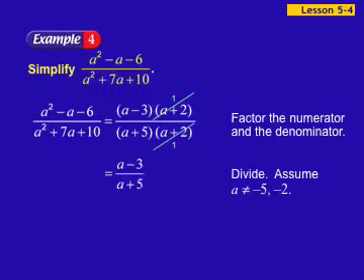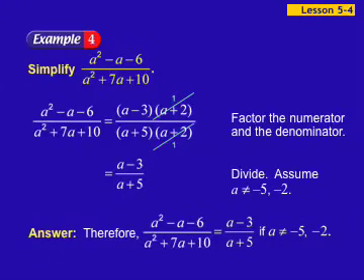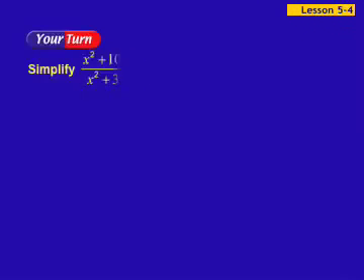Making sure to include in our answer the restriction that a cannot be negative 5 and it cannot be negative 2. Those two numbers would result in a 0 in the denominator, and we can't divide by 0. So here's one for you to try.